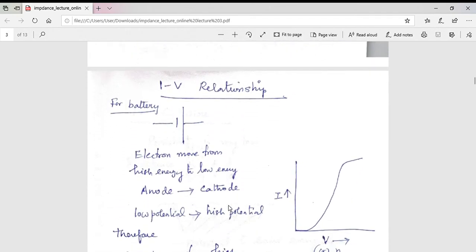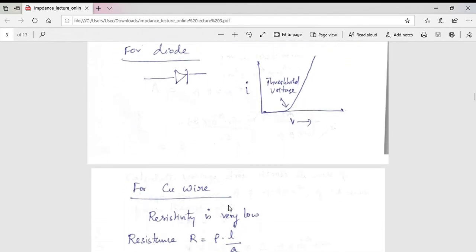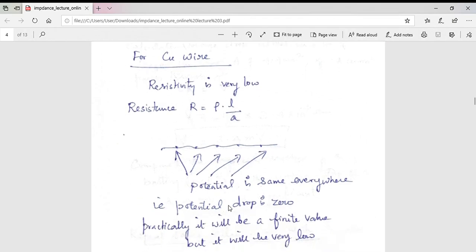Let us take a copper wire. Select many points in the copper wire. The potential at all these points will be identical. It is customary to assume that the potential drop across any 2 points in this wire is zero. Practically it is not so, because it has a finite resistance, but the resistivity of this wire is very small. So for all practical purposes, we assume there is no voltage drop if we pass a current through this wire.